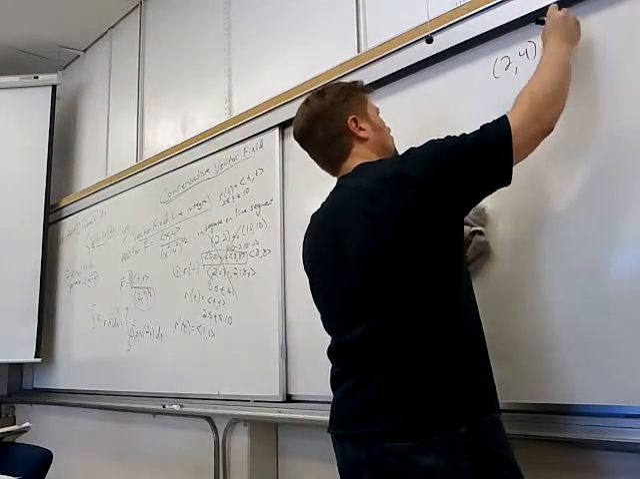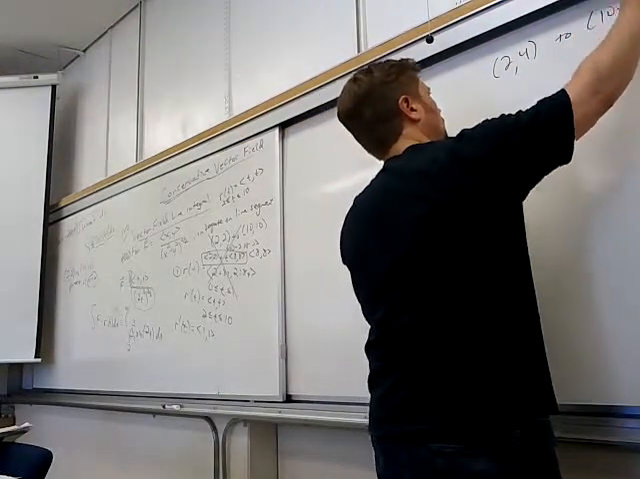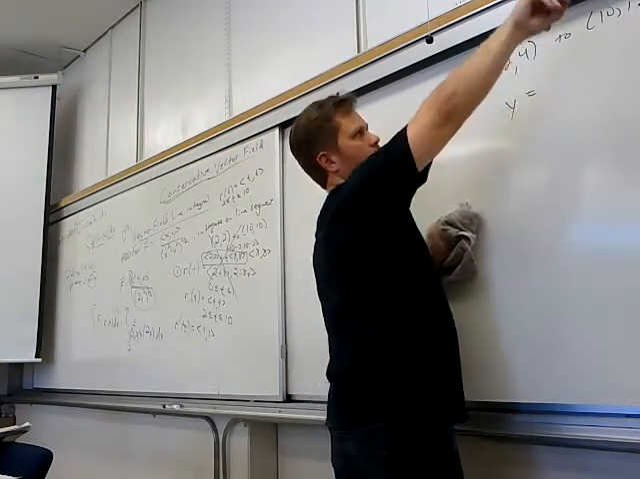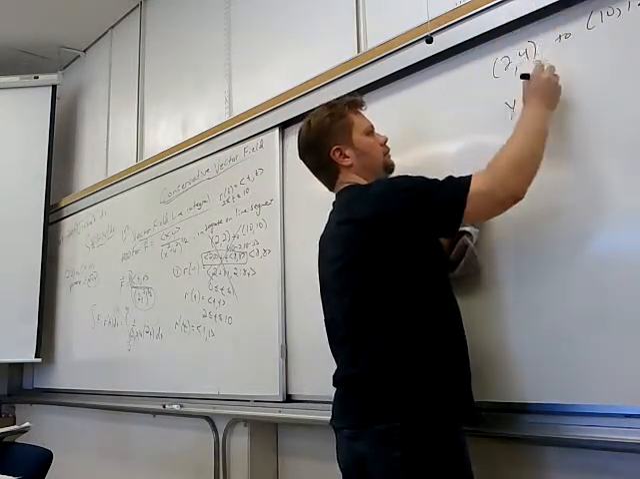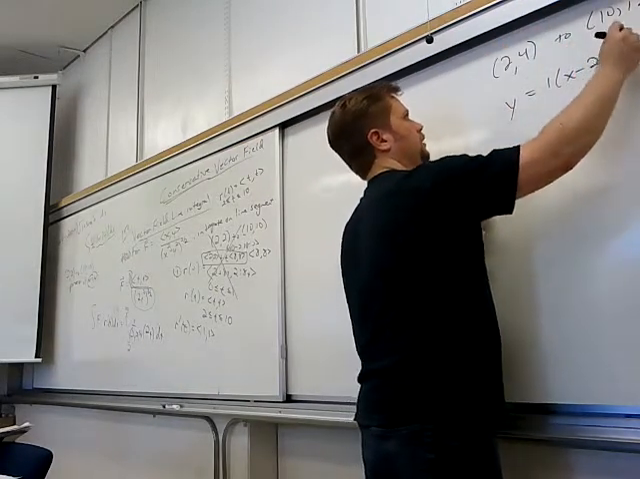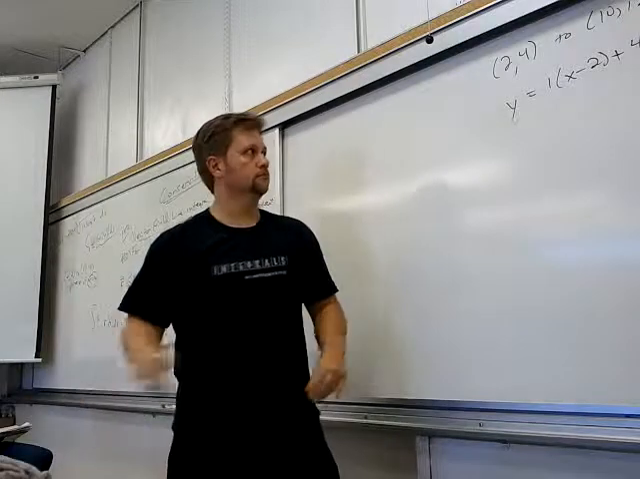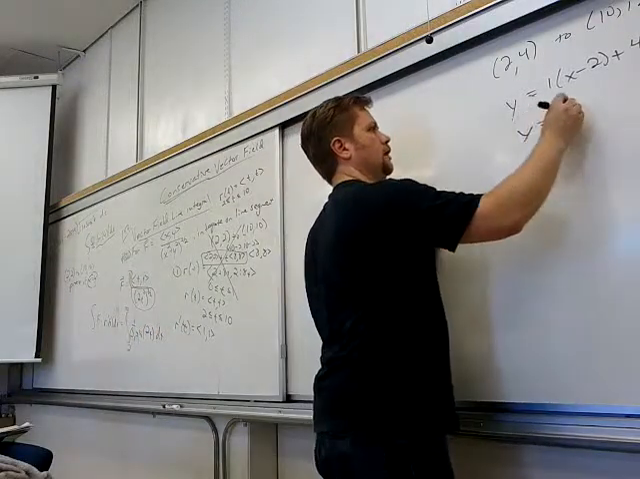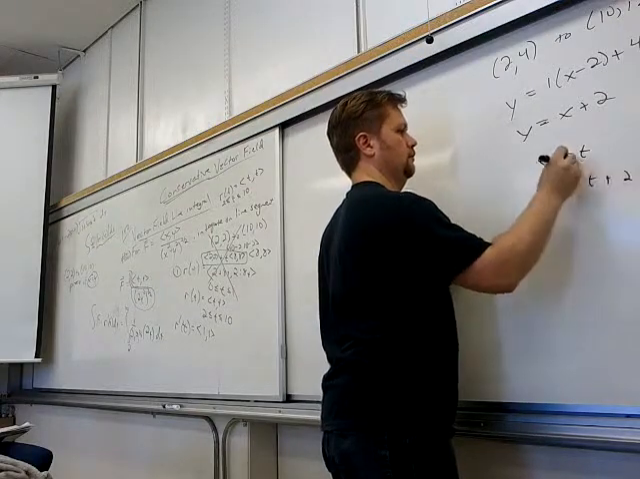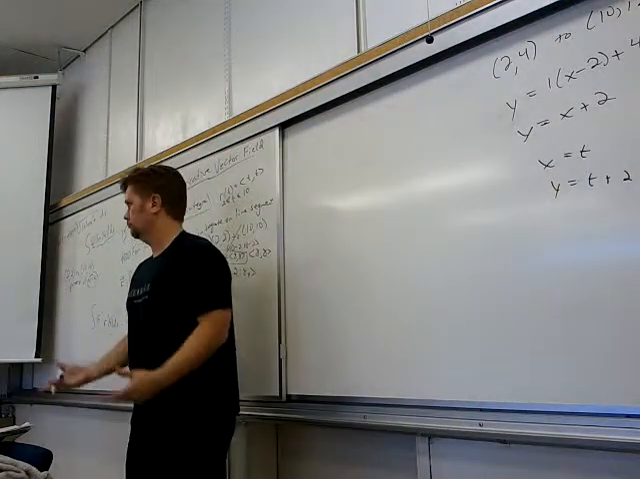Like 2 for 10, 12. T and T plus... What's the y equals? The slope would be 8 over 8, the slope would be 1, x minus 2 plus 4. Okay, so y equals x plus 2. So if x is t, y is t plus 2. I think that's what you said. Oh, yeah, same thing.